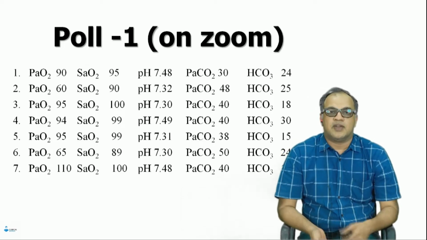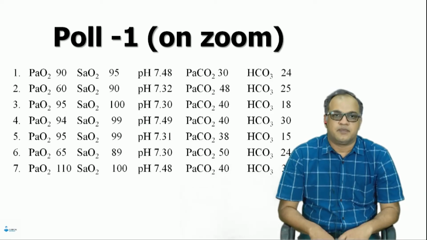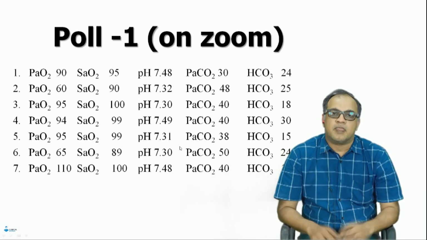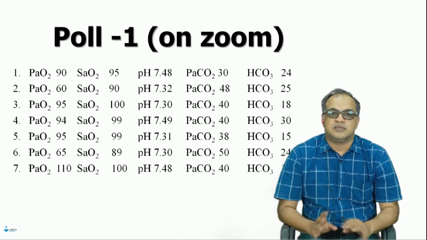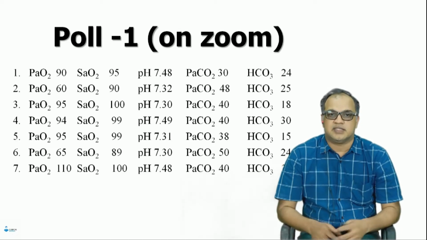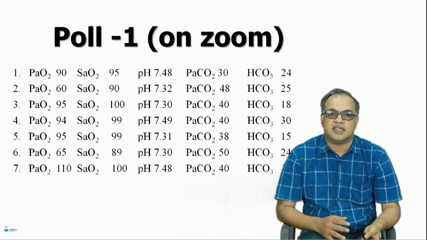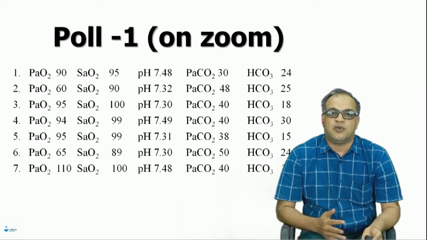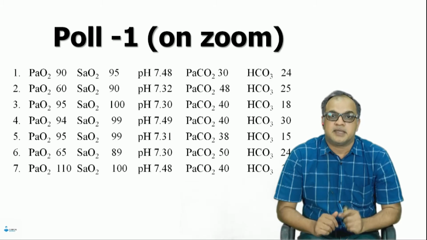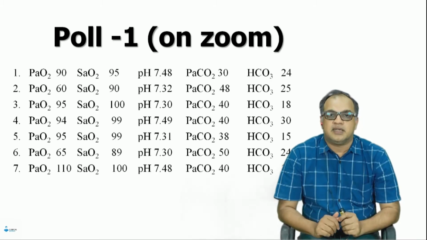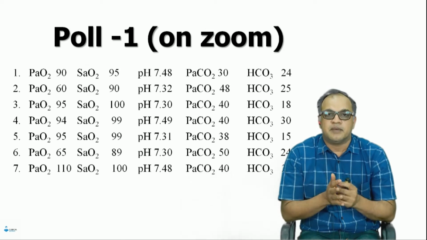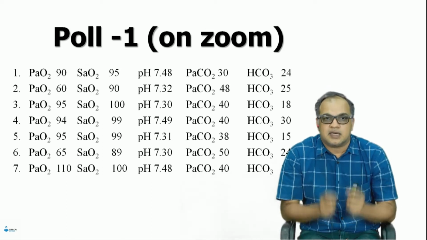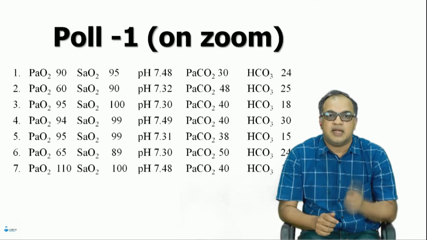So, first one. 7.48 alkalotic, 7.32 acidosis, 7.30 acidosis, 49 alkalosis, 31 acidosis, 30 acidosis, 48 alkalosis. But the point to be noted here is that the pH is either acidemic or alkalemic, but acidosis and alkalosis go hand in hand together.